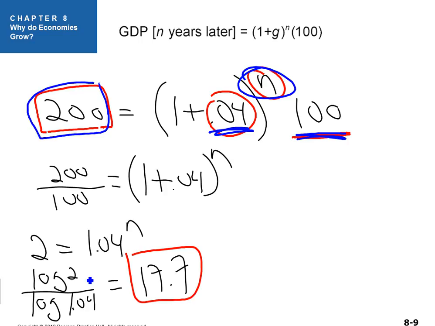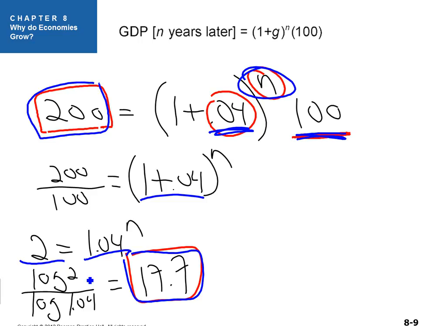That's our 200. So then what we'd have to do is say, okay, well, 200 divided by 100, so I'm just dividing by 100 on both sides. That's an algebra step. And then I can go ahead and simplify 1 plus 0.04 here. That's 1.04. So 200 divided by 100 is 2. Now I have to use logarithms. Log of 2 divided by log of 1.04, we're assuming base 10 in this case, is 17.7.